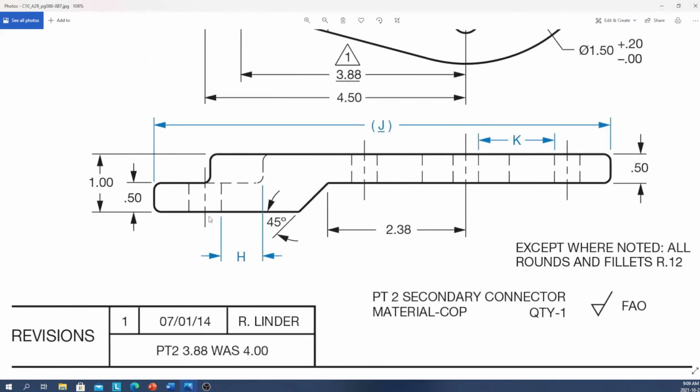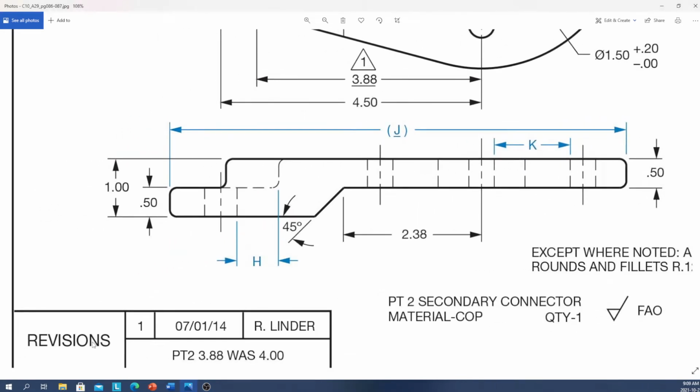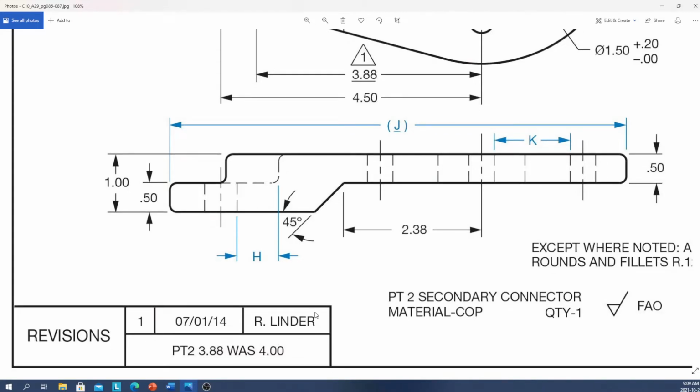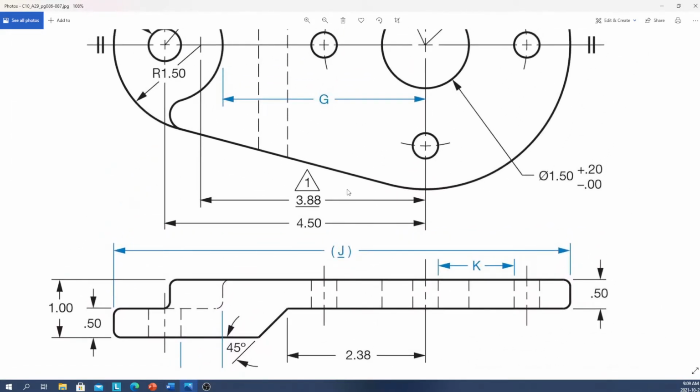So if you look down here, you'll see that somewhere on this print is a revision, and you'll notice that this person has taken responsibility for that revision, and this is in fact the revision. Part number 2, the 3.88 dimension was 4.00. Well, how do we know where that feature is on the print? So notice here, this is indicating this 3.88 with the line underneath it. That line is an indicator that this dimension has in fact been revised.